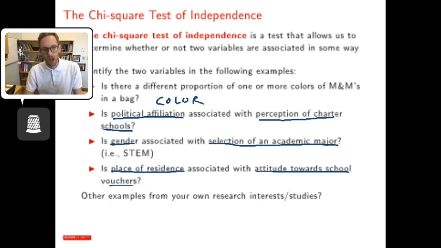So think about some other examples that you might have from your own research studies where you're looking at more categorical variables. This is when we would want to use the chi-squared test of independence.